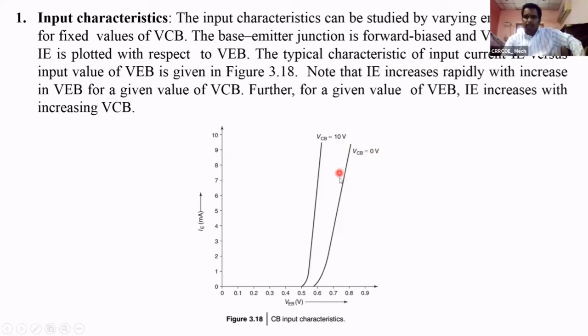That is the first thing. Second, if you increase VCB, here we are taking the relationship between IE and VEB with VCB constant. Suppose VCB is increased up to 10 volts. The relation between IE and VEB is the same, but the curve is shifted towards the left. This is called the early effect. I will explain what the early effect is.